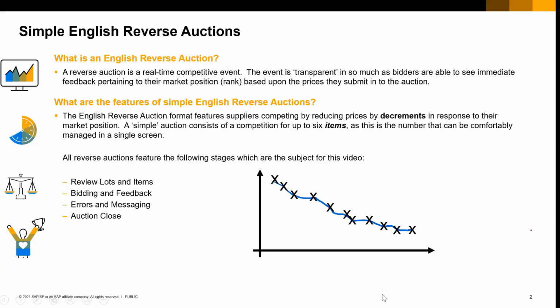The graphic at the bottom of the screen shows the progress of a typical English reverse auction, with prices reducing over time as bidders compete with each other to win the contract.